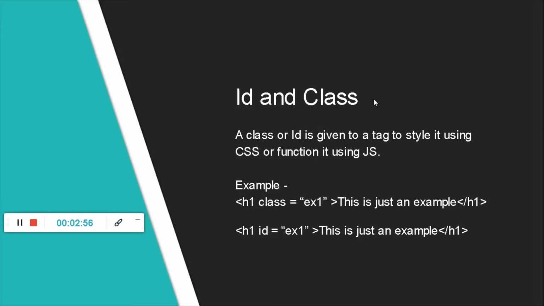Next slide. ID and class. These are some properties, or more say identities, that are given to a tag like this. H1 class is equal to example1. We really need quotes or it won't work. And then we have this sign, and then we write any text we want in the H1 tag. This is how to put a class, and this is how to put an ID. ID is equal to example1. This is just an example, H1 close.